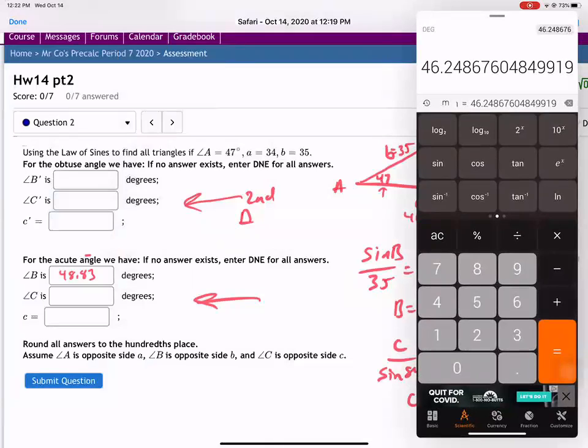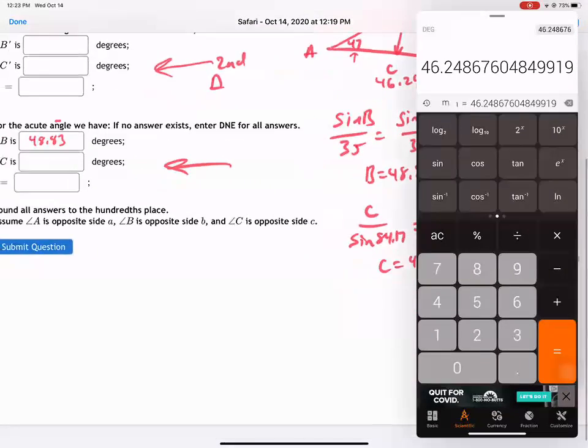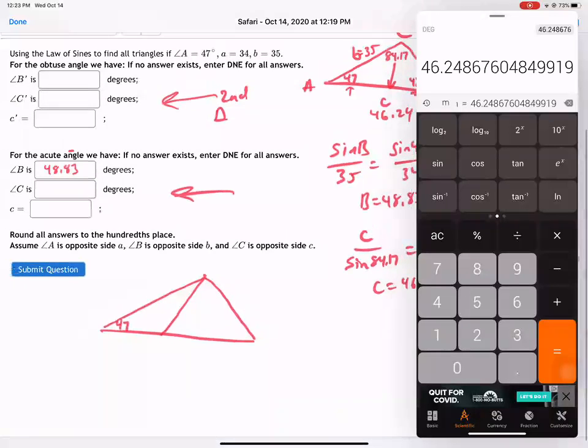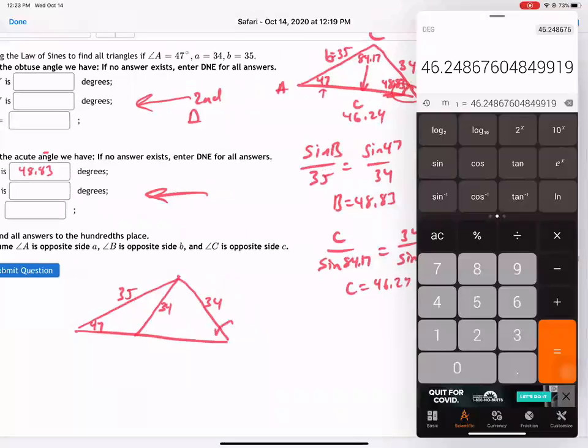So the second version is, remember, I'm going to draw this triangle. Let me draw this out first, then I'll erase it. 1, 2, 3, and 4. So our next version is this other outer worldly version. I'm just kidding, it's not. We still have 47. We still have the sides 35 and 34. Remember, this side is also 34. We said the acute angle was 48.83.